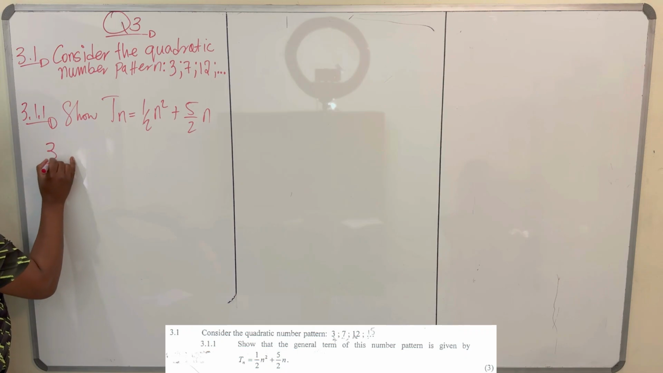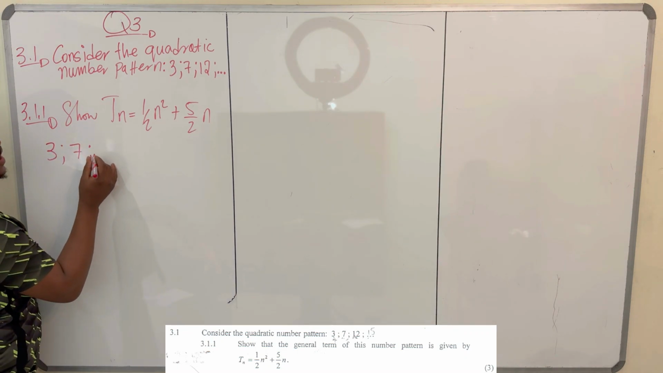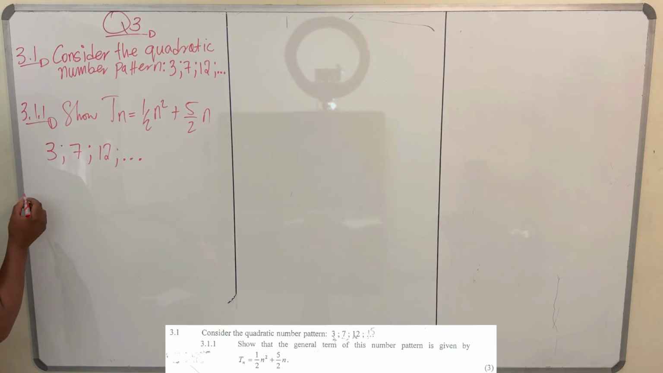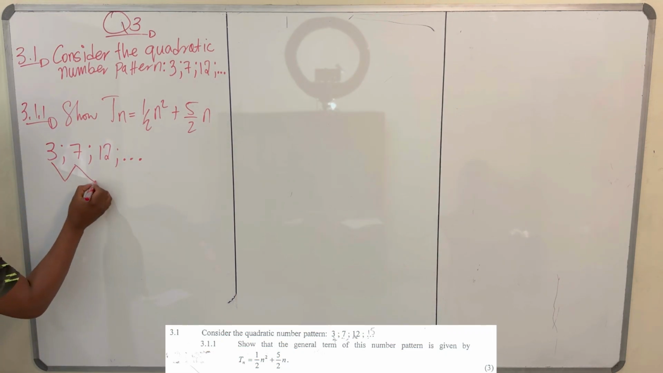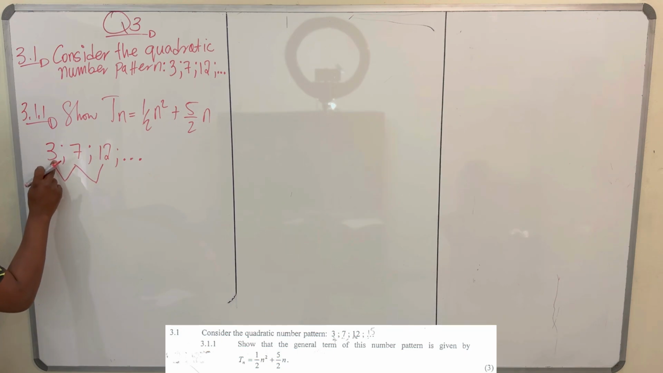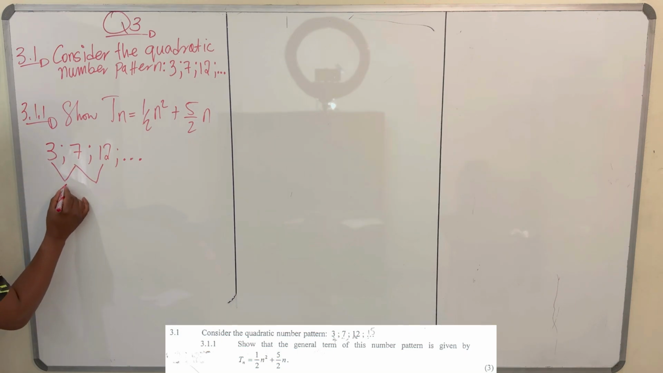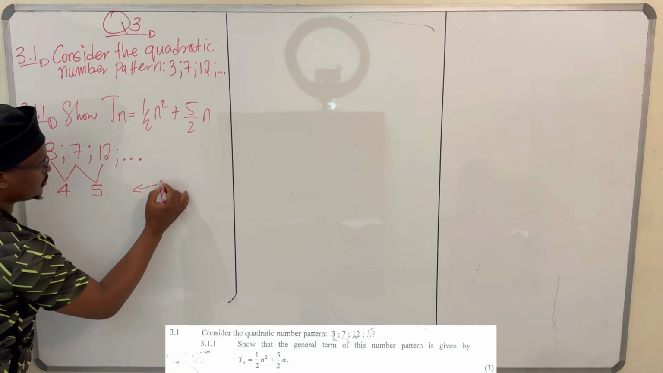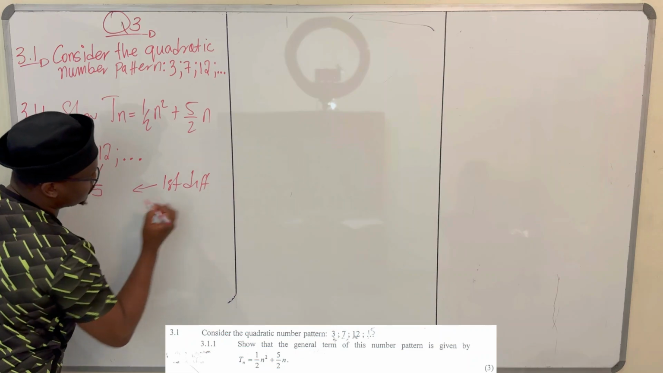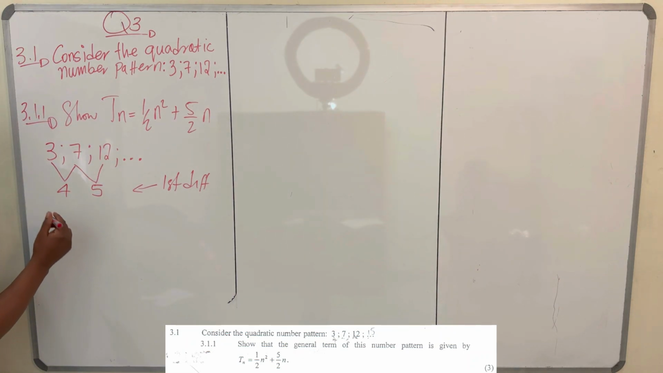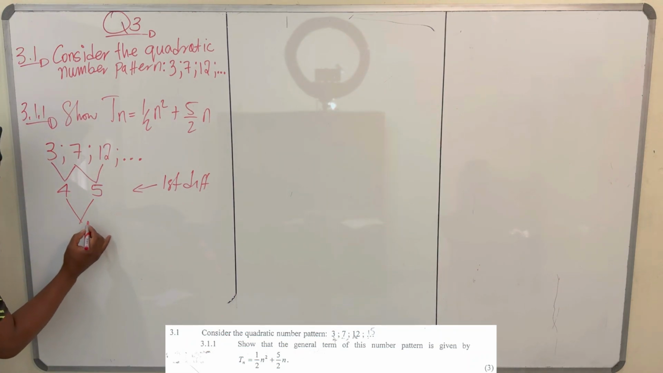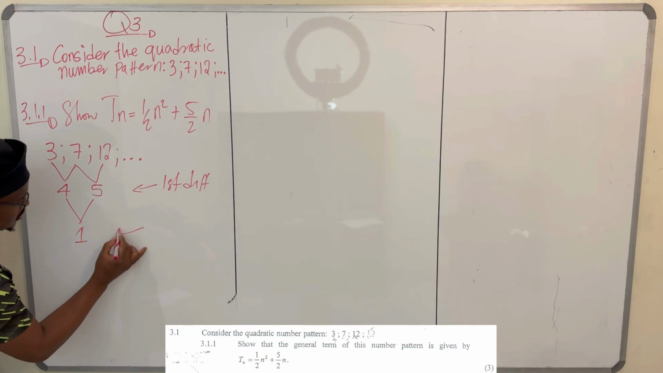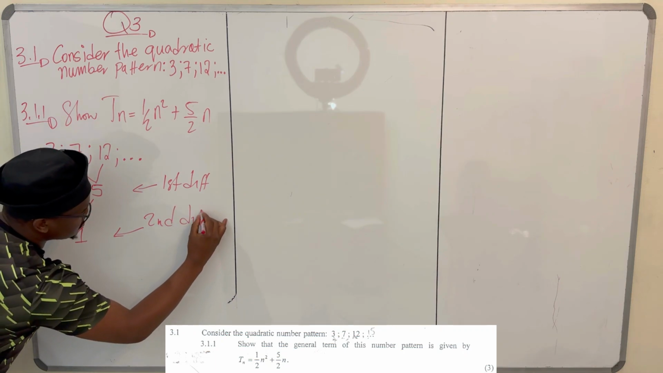In that pattern we have 3, 7, and 12, and then it continues that way. So we first find the first difference. 7 minus 3, what is the answer? It's 4. 12 minus 7 is 5. This is the first difference. The second difference is 5 minus 4, which is 1. This is your second difference.